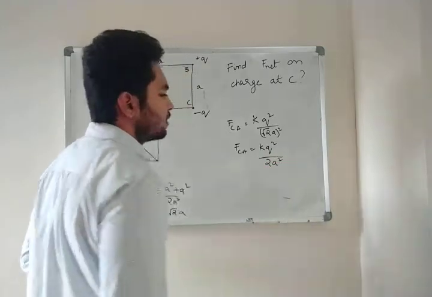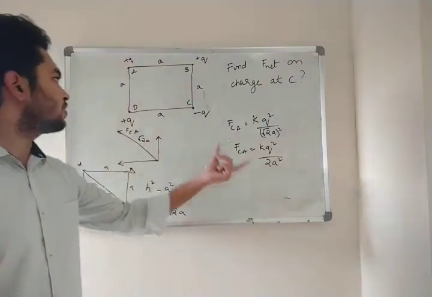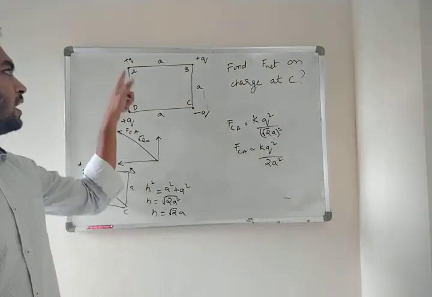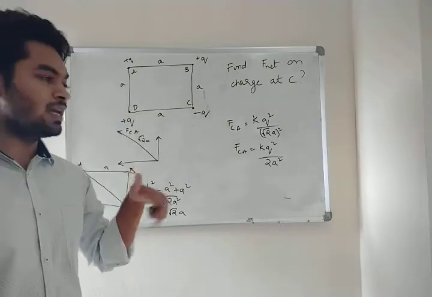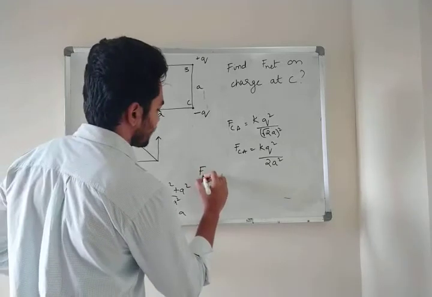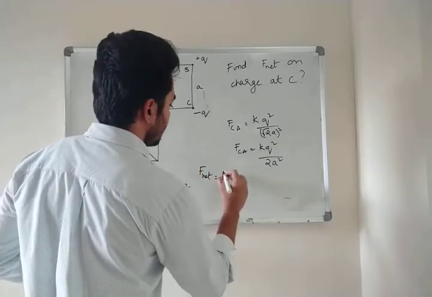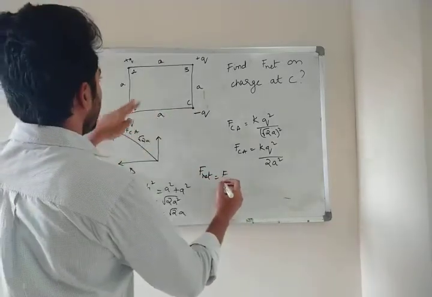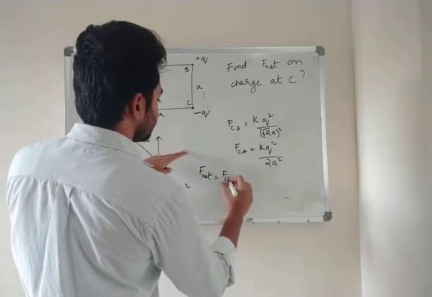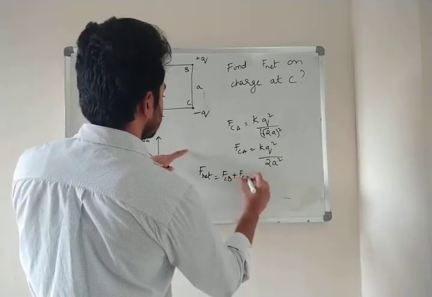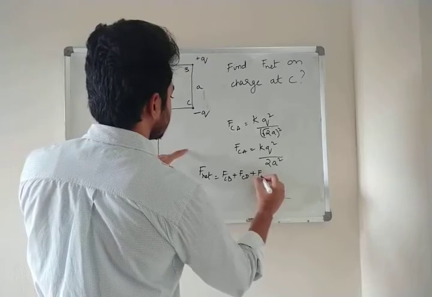This is your final. This is your force between A and C. Clear? Now what is F net? F net is equal to FCB plus FCD plus FCA.